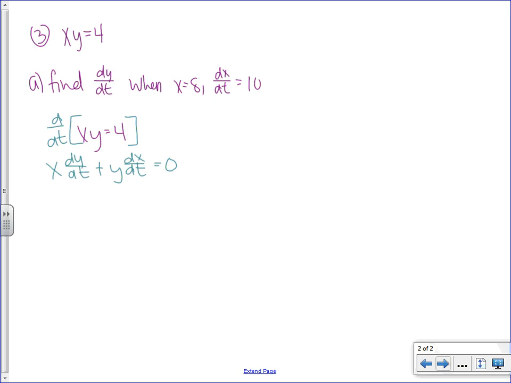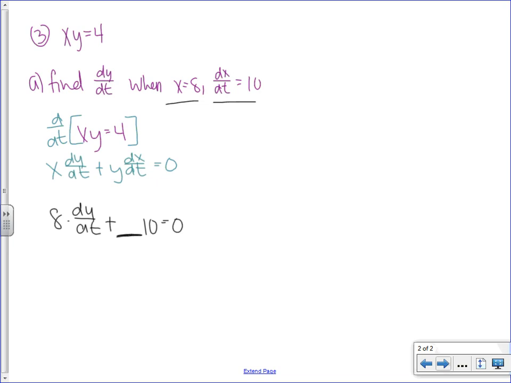And you can get dy/dt by itself. You could do that now, or you can be lazy like I was and just wait. So I'm just going to sub in right off the bat. x is 8, dx/dt is 10. So I've got 8 times dy/dt plus, now I'm going to leave a space here, and they gave me that dx/dt is 10, and this is 0.